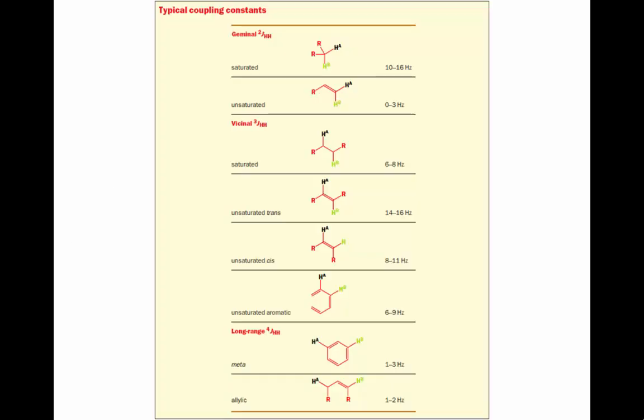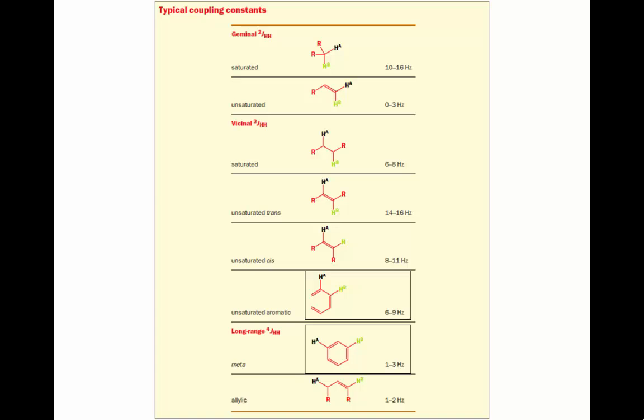Here we have some common couplings and their associated coupling constants. In particular, note that we can interpret similarly useful structural information from the coupling constants observed between aromatic protons. For ortho coupling, J values between 6 and 9 Hz are typically observed, whereas for the longer distance meta coupling, much smaller coupling constants of between 1 and 3 Hz are observed.